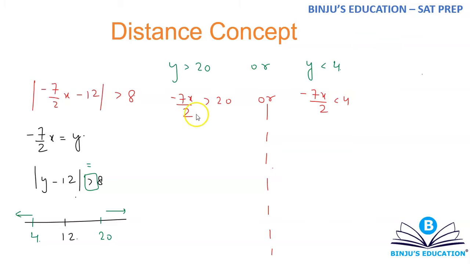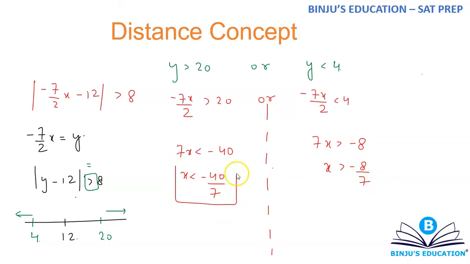So you're going to multiply both sides by -2. So this will become 7x is less than minus 40, and this will give you x is less than minus 40 by 7. And for this one, again I'm going to multiply both sides by -2. Sign of inequality will change. So 7x is greater than minus 8, x is greater than minus 8 by 7.